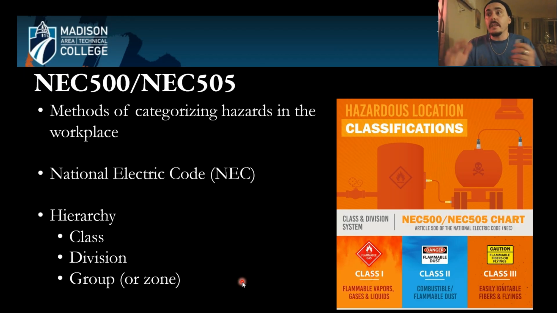All right, so next we're going to look at NEC 500 and NEC 505. NEC is the National Electric Code. This is a way that the National Electric Code Committee has chosen to classify hazards in the workplace, and they do this with a hierarchy. They have first a class, then a division, then a group, or a zone in the case of NEC 505. We're going to focus on NEC 500 today.